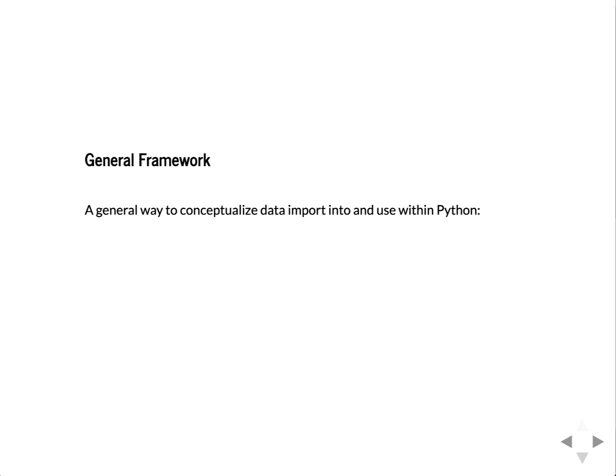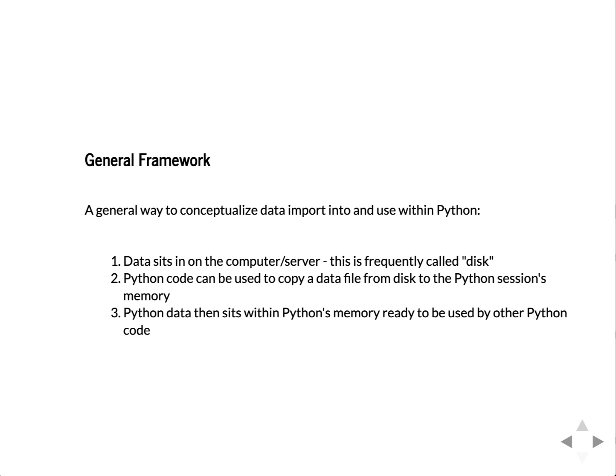Now, the way to think about how data is imported and used within Python is basically these three steps. We have data that sits on the computer or a server that we're working on, and we often refer to this as that data is on disk. Now, we use Python to basically make a copy of that data and import it into your Python session. So it's being held within the Python session memory. The data is then sitting within the Python session memory, and it's ready to be used by your other Python code.